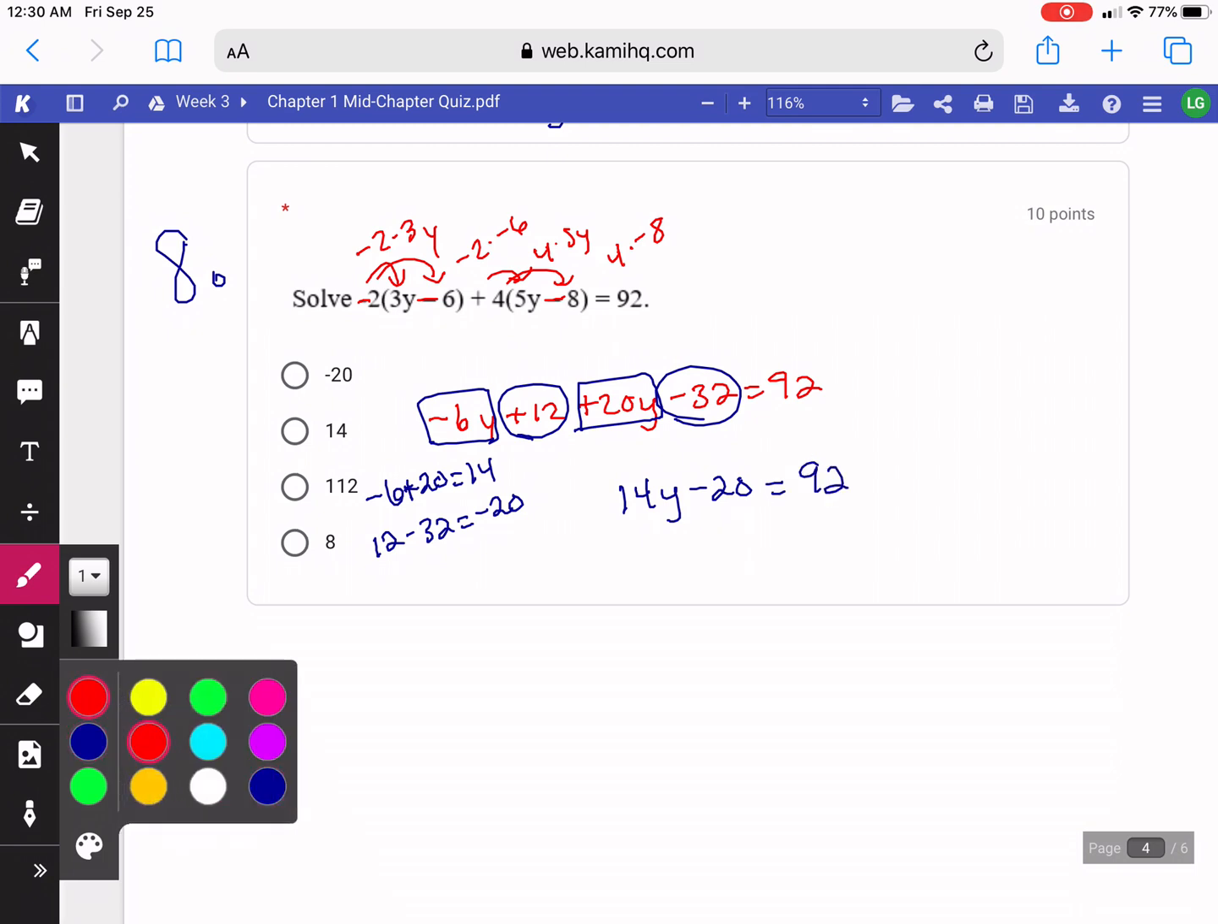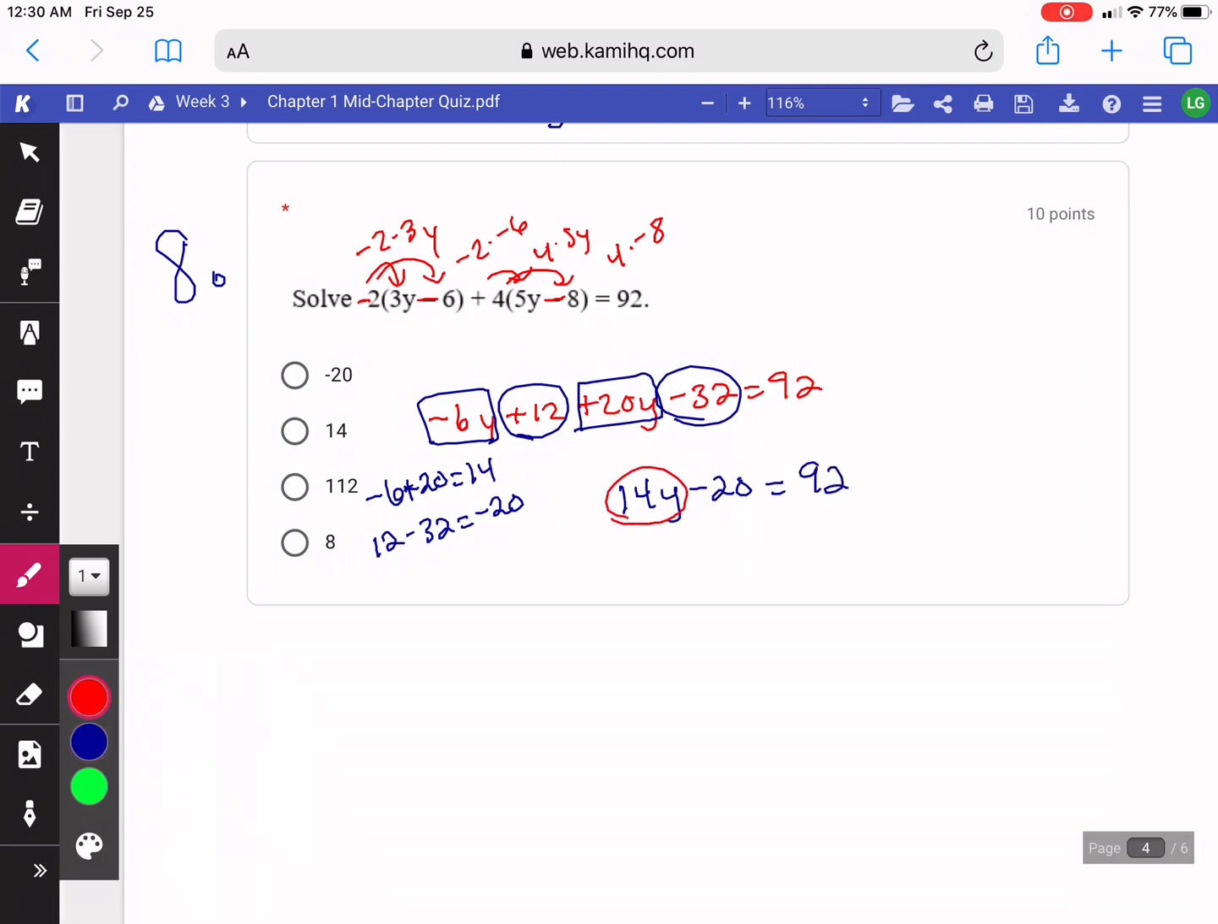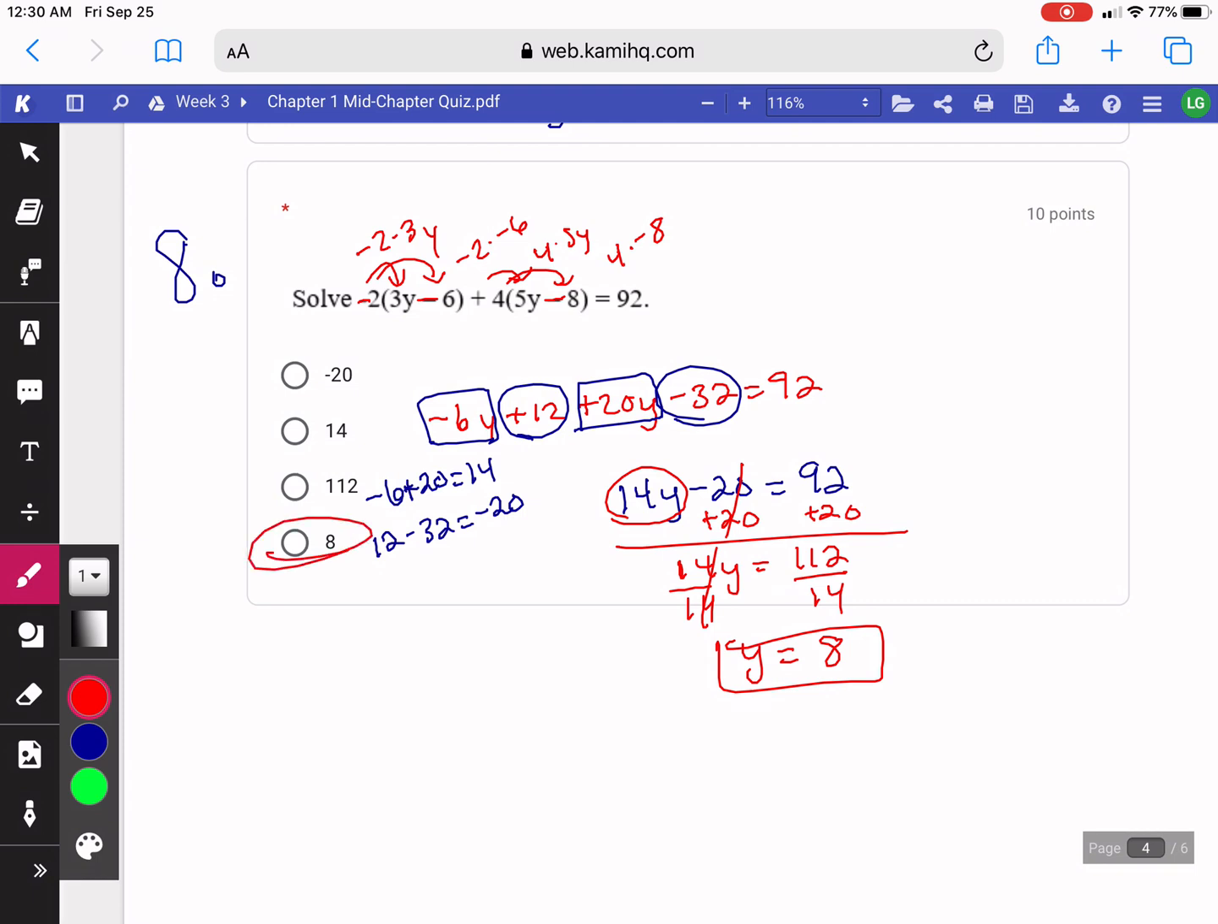From here I can continue to solve. So my 14 stuck to y. I'll do plus 20 next. That gives me 112. And now if you divide by 14 for y, you're going to get an 8 as your answer. Most of you had done well on this problem.